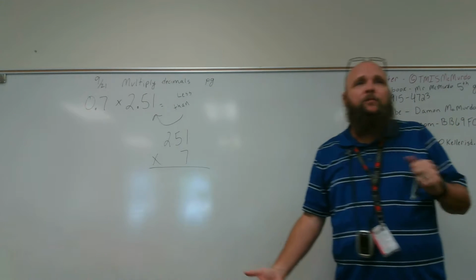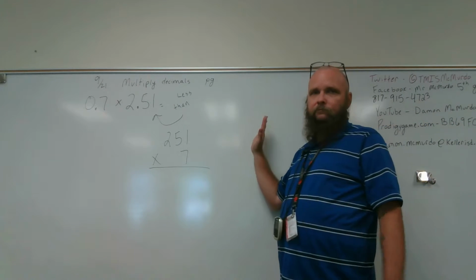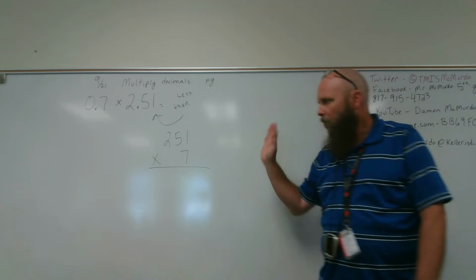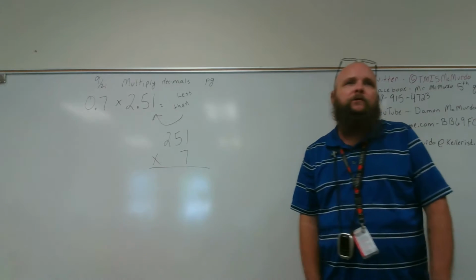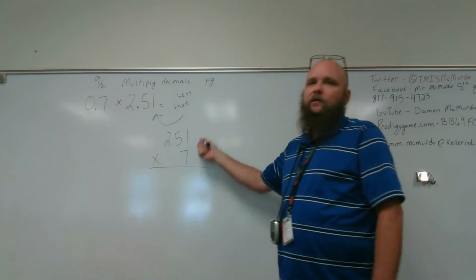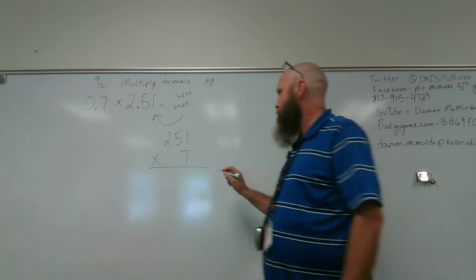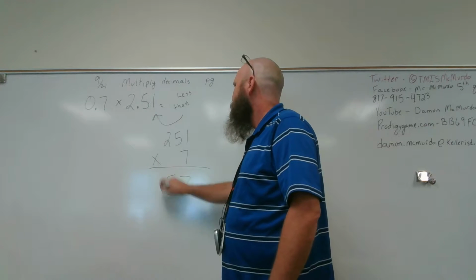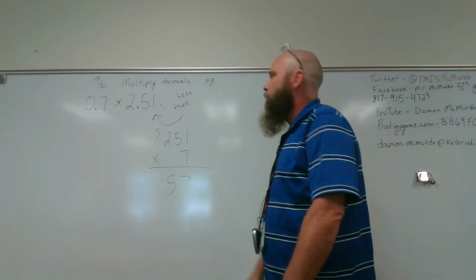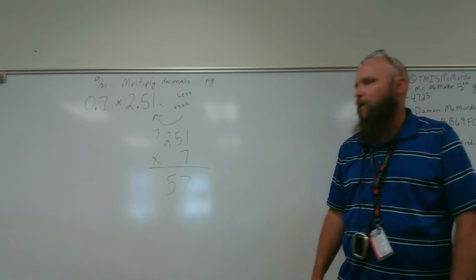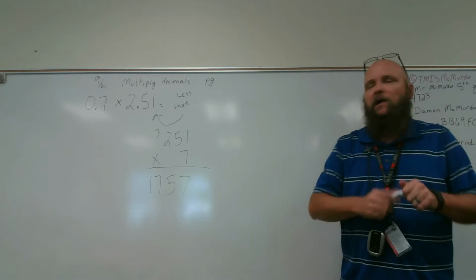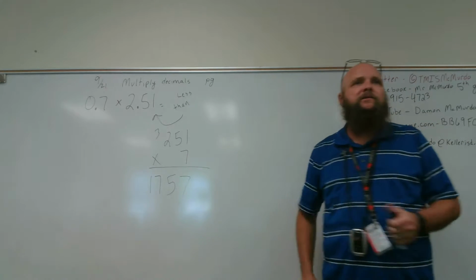All right, so now I'm just multiplying like normal. I don't have any decimal points in there when I multiply. So I go 7 times 1, which is? 7. 7 times 5, which is? 35. 7 times 2, which is? 14. Plus 3? 17. Okay, now I have my product of this.